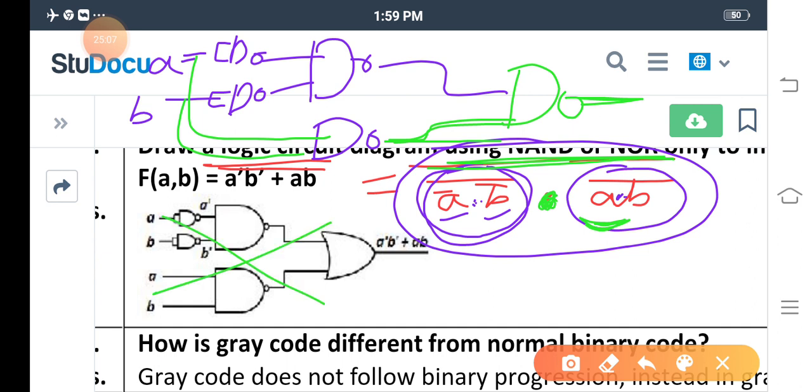This is given wrong because here they are using OR gate, and the question is either make it using NAND or NOR, but यहाँ पे जो साइन दिया हुआ है, ये जो गेट हम यूज़ कर रहे हैं, that gate is representing OR. So this is actually a wrong diagram. So make this one right.